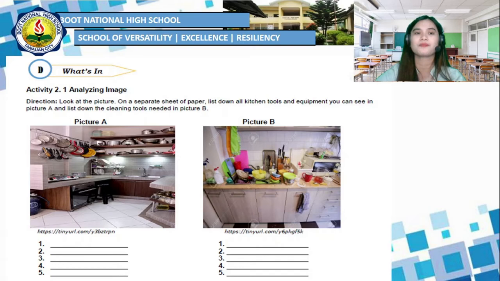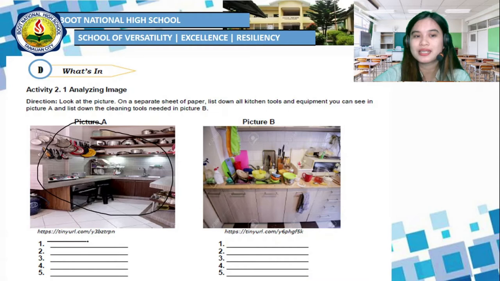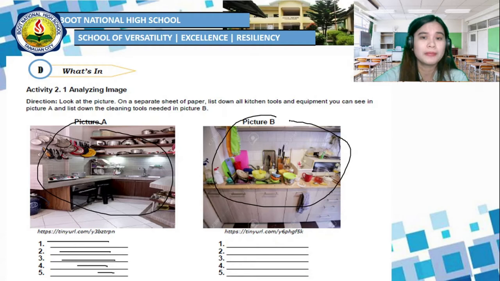For example, class, what can you see in picture letter A? What tools and equipment do you see? You will list it down here on 1, 2, 3, and 4. Alright, next. Picture letter B. What can you see in picture letter B? Picture letter B has a very dirty kitchen, so we need to clean it.